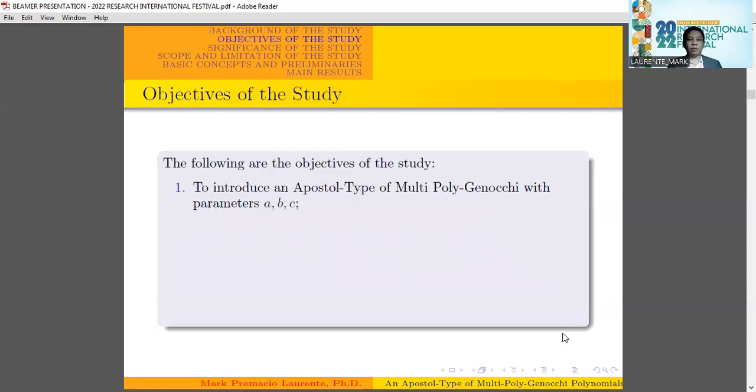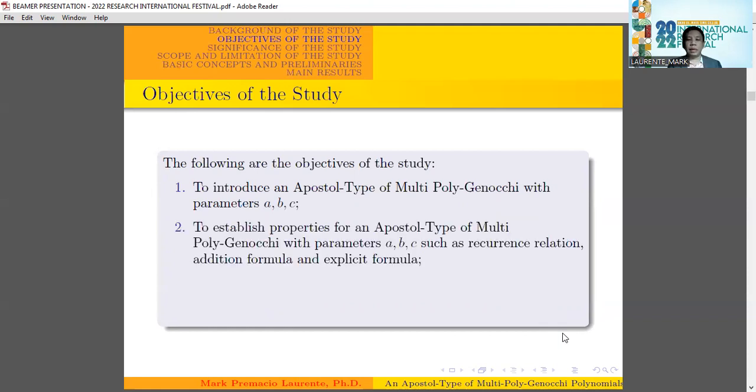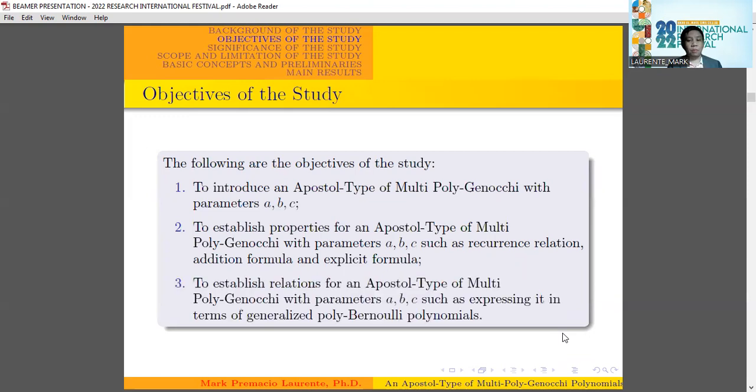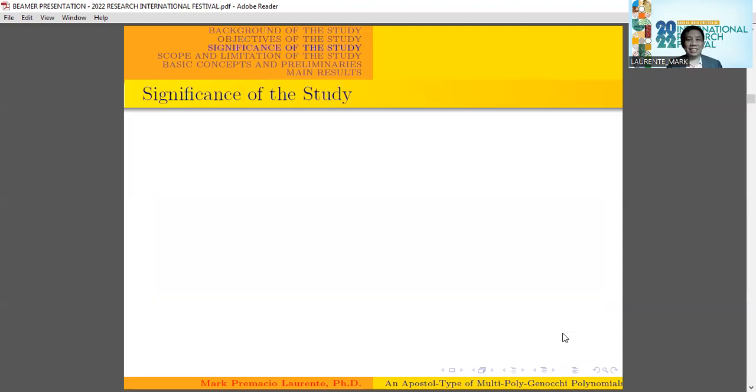So we have the following objectives. The first is to introduce the Apostol-Type of Multi-Poly-Genocchi polynomials with parameters A, B, and C, and then establish properties for them, such as recurrence relation, addition formula, and explicit formula, and establish relationships with these polynomials, such as expressing them in terms of generalized polynomials. I'm in a hurry because the time is running.